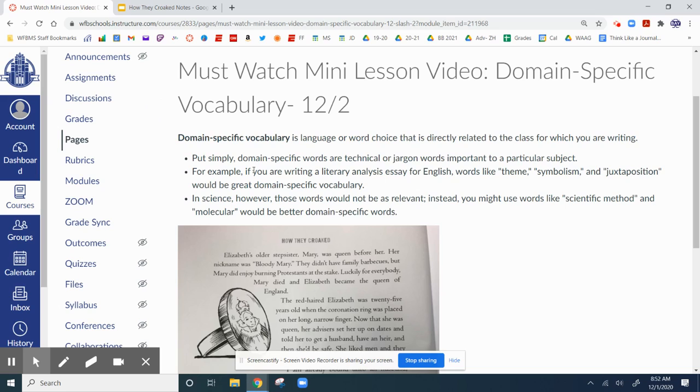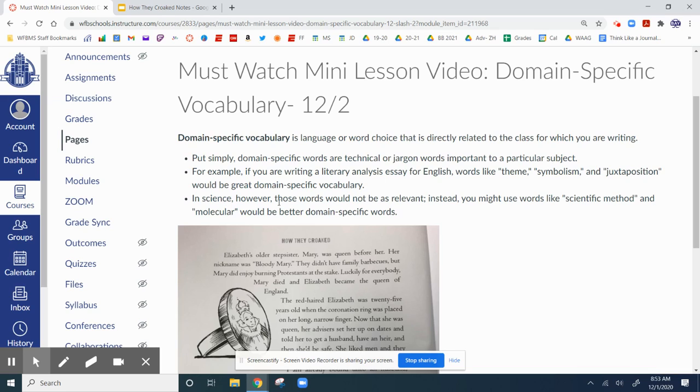So put simply, domain-specific words are technical or what they call jargon words important to a particular subject. They apply to the field of medicine, or they apply to English, or they apply to football. They are terms that are specific to that sport or that subject or that class. So for example, if you are writing a literary analysis essay like the 5-paragraph CQA, you might use words like theme, symbolism, or juxtaposition. You're not going to use those terms in the same way in a science packet as you would in the ELA paper.